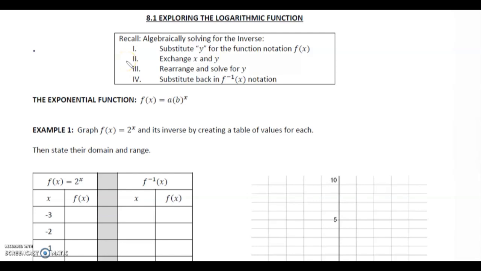Okay, 8.1, exploring the logarithmic function. So we're going to recall algebraically solving for the inverse. There are 4 steps when we solve for the inverse.